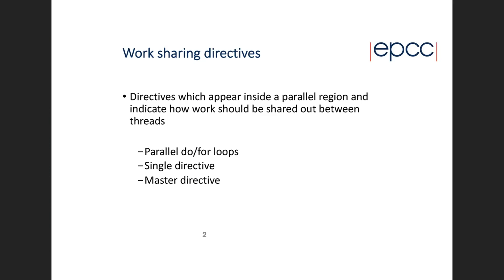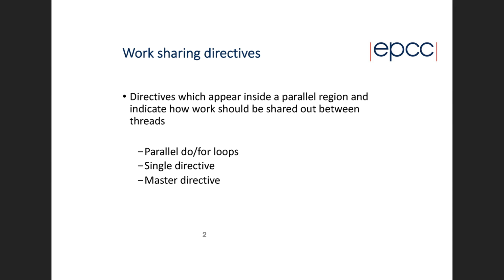So we've mentioned this already, but just to recap, work sharing directives are directives which appear inside a parallel region, and they indicate how work should be shared out between threads. So the default for a parallel region is that all the threads execute the block of code. So all the threads execute all the code inside a parallel region.